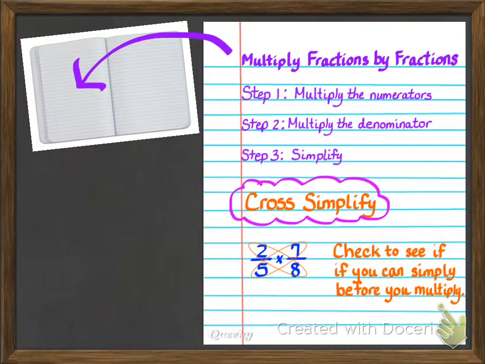All right, so on the left side of your composition notebook, here are the steps we're going to write down. So what I would like for you to do is pause the video and copy all this down. I did add a part about cross-simplifying down at the bottom because I did mention it in our previous lesson. So I do want you to copy this and go ahead and pause now.